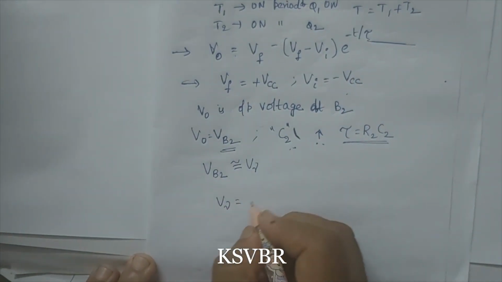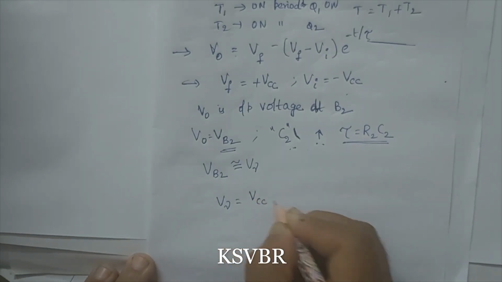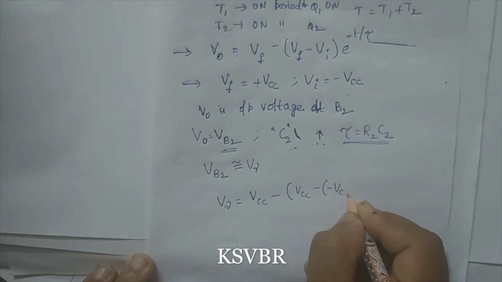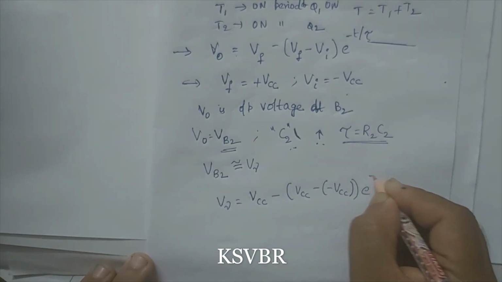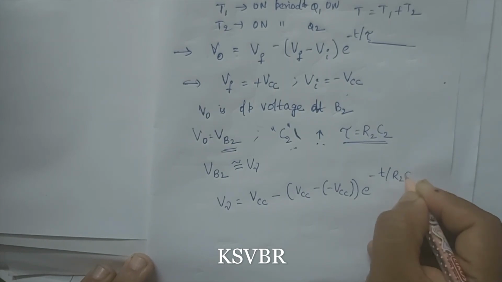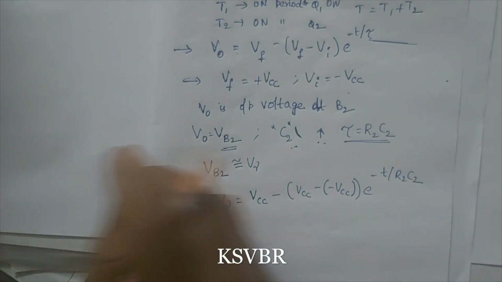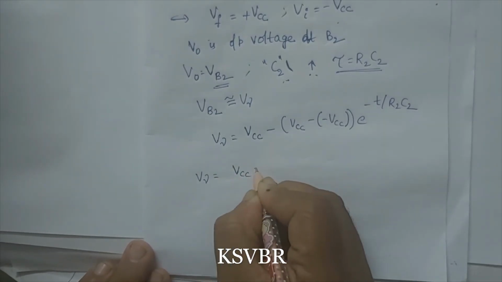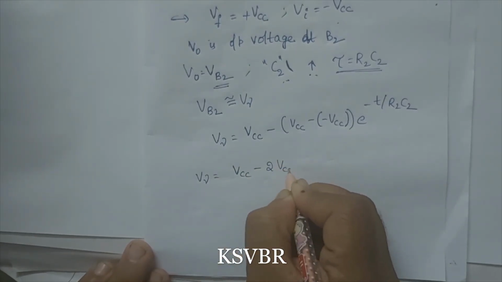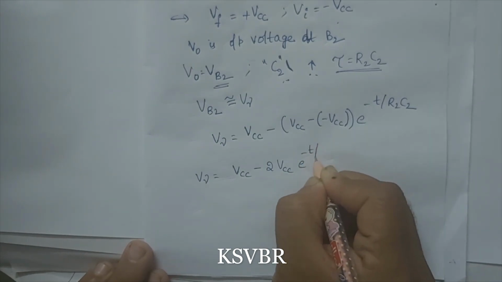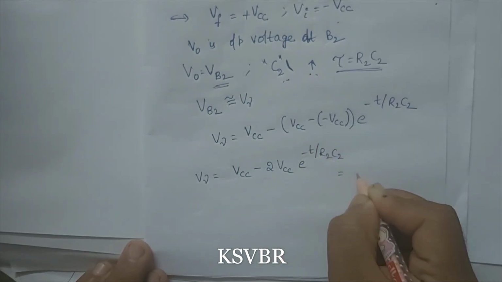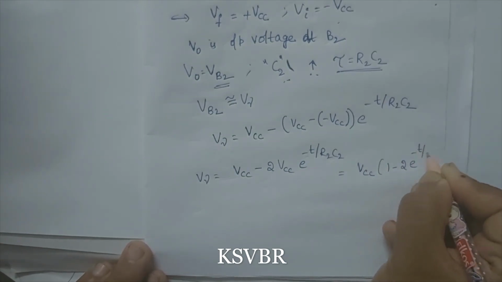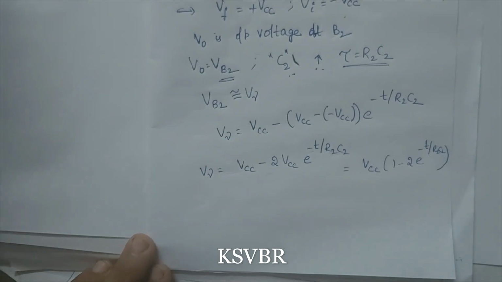V gamma is equal to V final, VCC, minus (VCC minus minus VCC) into e power minus t by R2 into C2. V gamma is equal to VCC minus 2 VCC into e power minus t by R2 C2, which equals VCC into (1 minus 2 e power minus t by R2 C2).